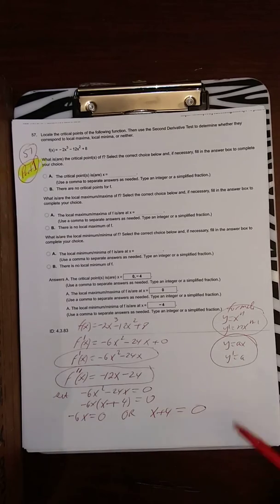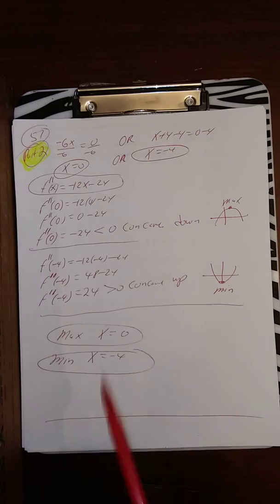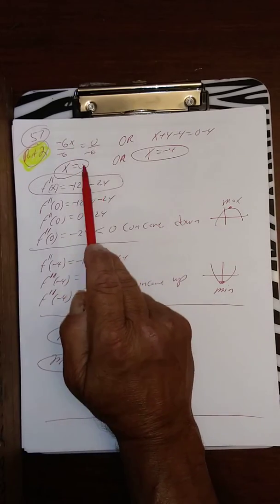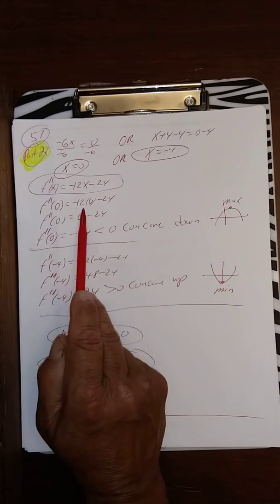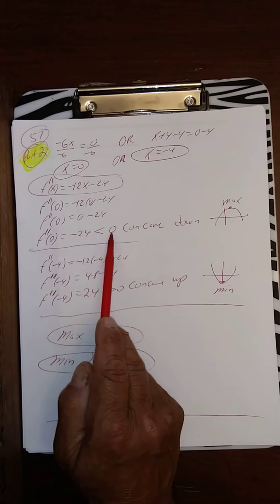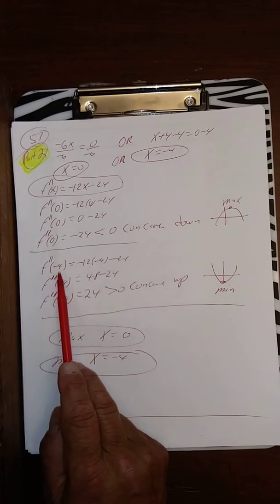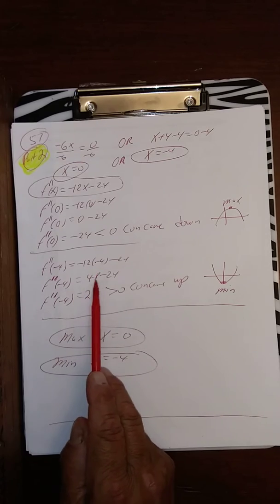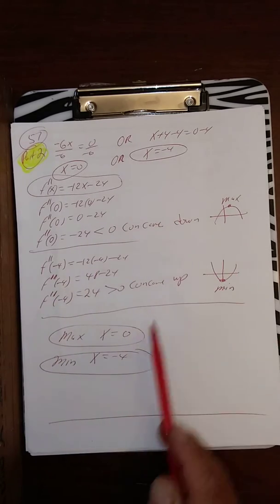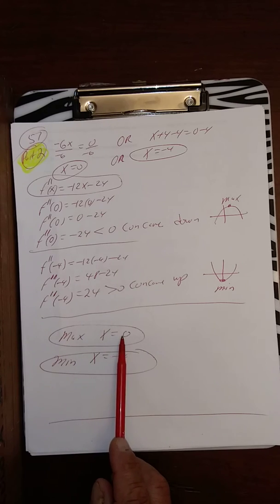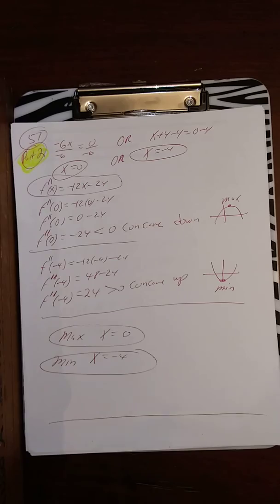So we have, next step, next page. We have divide by negative 6, divide by negative 6, 0. We have a negative 4. F double prime of 0 is negative 24, less than 0, concave down, means this is a max. F double prime of negative 4 is going to be negative, negative, positive. It's going to be greater than 0, concave up. So that means we have a min and a max. Max at x equals 0, and we have min at x equals negative 4.